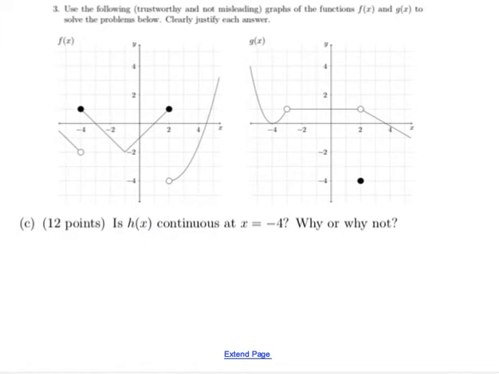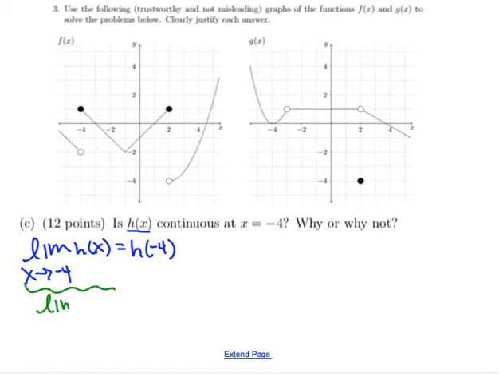3. Is h of x continuous at x equals 4, why or why not? Okay, in order for something to be continuous, the definition or the way that you show it is your limit as x approaches -4 of the function, h of x, needs to equal the point. So your limit has to equal the point. Limit equals point.